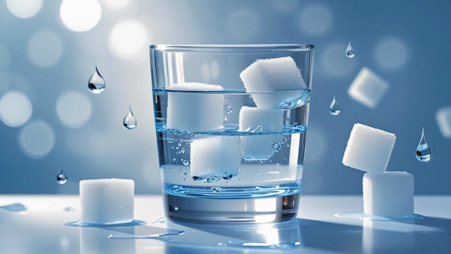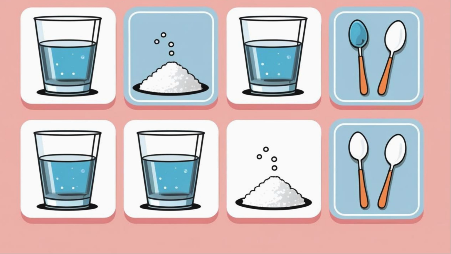Where did the sugar go? Let's find out how sugar can disappear in water without vanishing at all. We'll need a glass tumbler, some drinking water, 2 teaspoons of sugar, and a spoon for stirring.